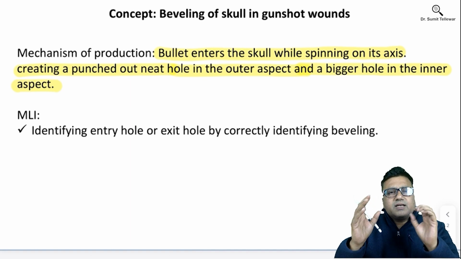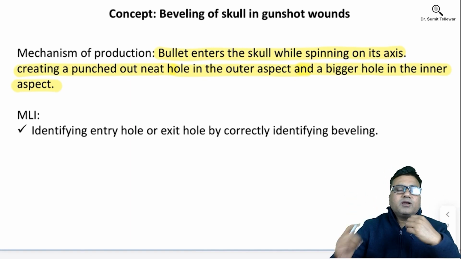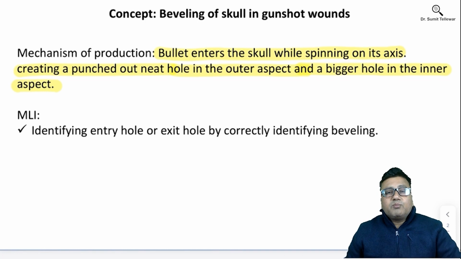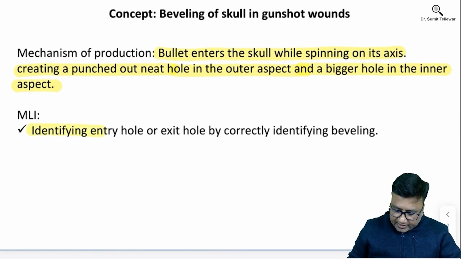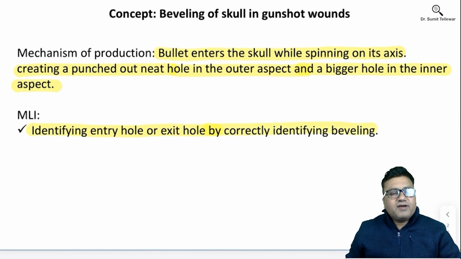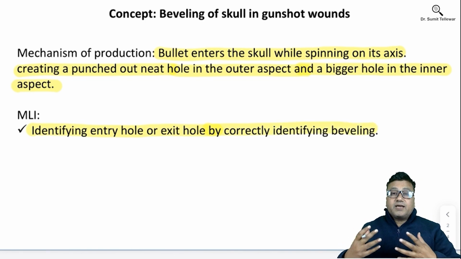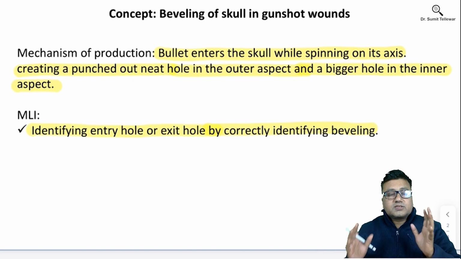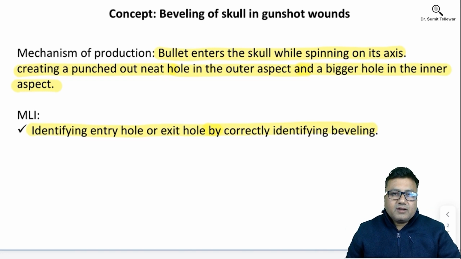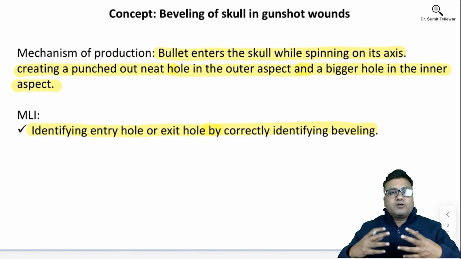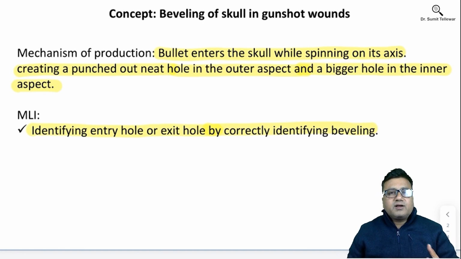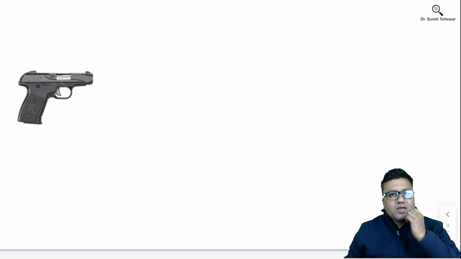ऐसे पहचानने से हमें क्या फ़ायदा होने वाला है, इसकी मेडिको लीगल इंपॉर्टेंस क्या है? तो इसकी मेडिको लीगल इंपॉर्टेंस है दैट आइडेंटिफाइंग एंट्री होल और एग्जिट होल बाय करेक्टली आइडेंटिफाइंग बिवेलिंग. तो अगर हमें बिवेलिंग पता है तो हम एंट्री होल और एग्जिट होल स्कल में करेक्टली आइडेंटिफाई कर पाएंगे. So let's see what exactly is beveling, how is it created, and how beveling is different in entry and exit wounds in the skull. So let's see.